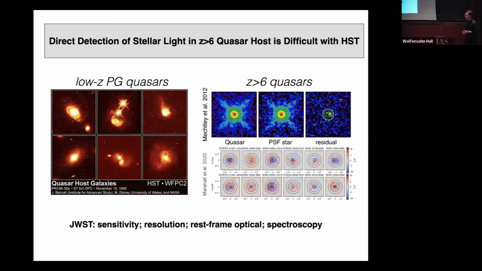When you go to redshift 6, things are just too faint, the surface brightness is too low, and quasars are too bright. Of course, that's where JWST's power really comes in, because of the sensitivity, because of the resolution, and because you can reach the rest-frame optical wavelengths, or the observed mid-infrared wavelengths, where the contrast between the quasar and their host galaxy is much more favorable. So that's what we're trying to do, starting with our JWST program.